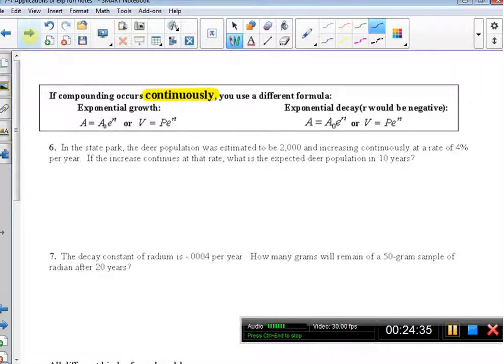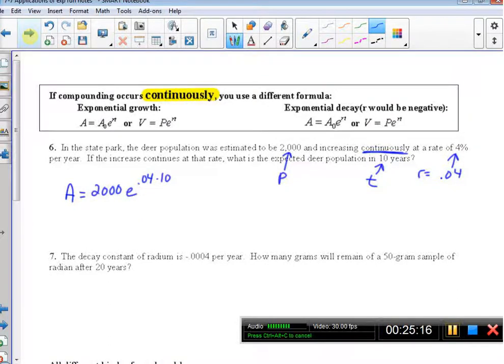Okay, in the state park, the deer population was estimated to be 2,000, and increasing continuously. So you need to kind of look for those words, at a rate of 4%. So 0.04 for the r. 2,000 would be the P. If this increase continues at this rate, in 10 years, what would be expected for the deer population? 10 years would be the t. So A, or V, equals P e to the rt would be 2,000 times e to the 0.04 times 10.